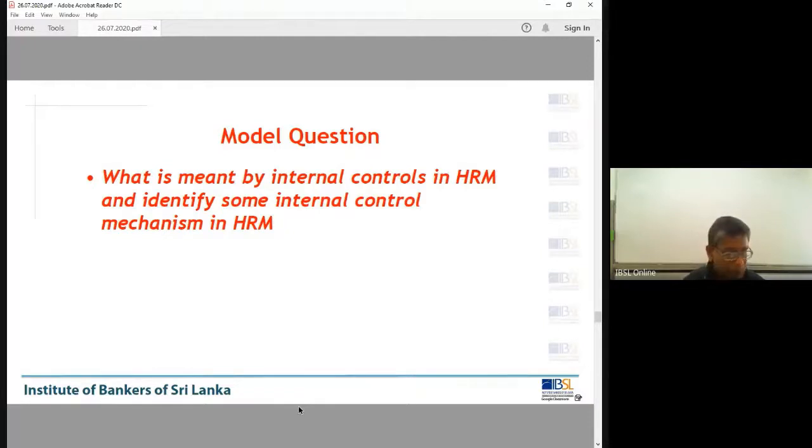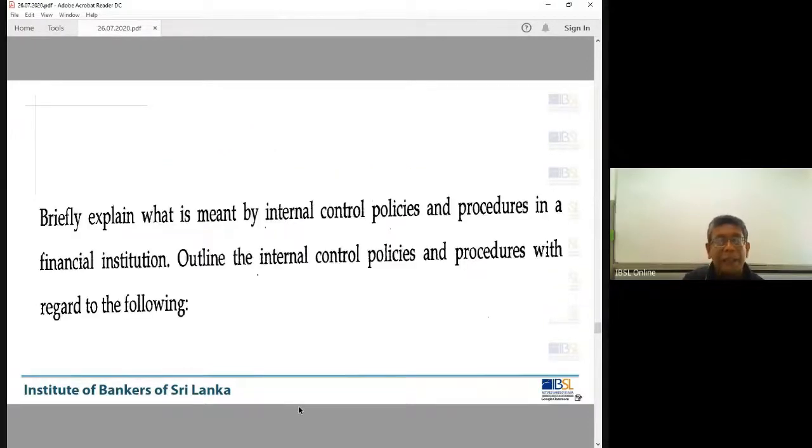Okay, clear? Right. Now let's look at some of the things. Briefly explain what internal control policies are. You know what internal control policies are under this.